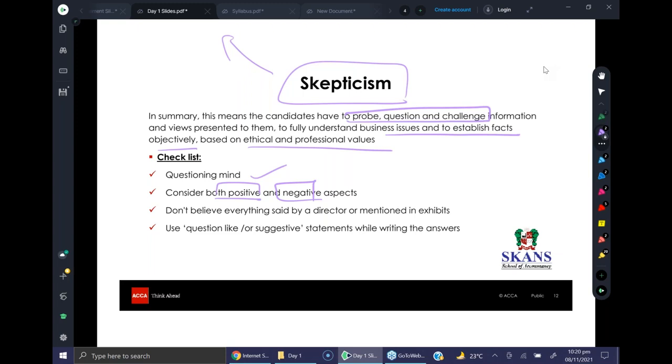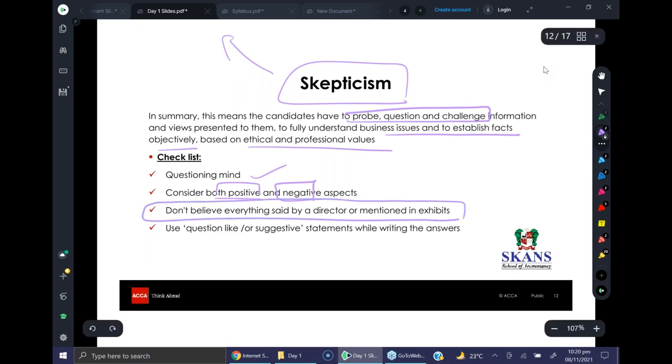Also, the next one is very, very important: do not believe everything that is said by a director or mentioned in exhibits. If you have to challenge the information given in the exhibits, or challenge what the director is saying, then you naturally demonstrate skepticism. So for example, listen to me carefully now. Let's say your question is about corporate governance. Most of you must be familiar with this syllabus area.